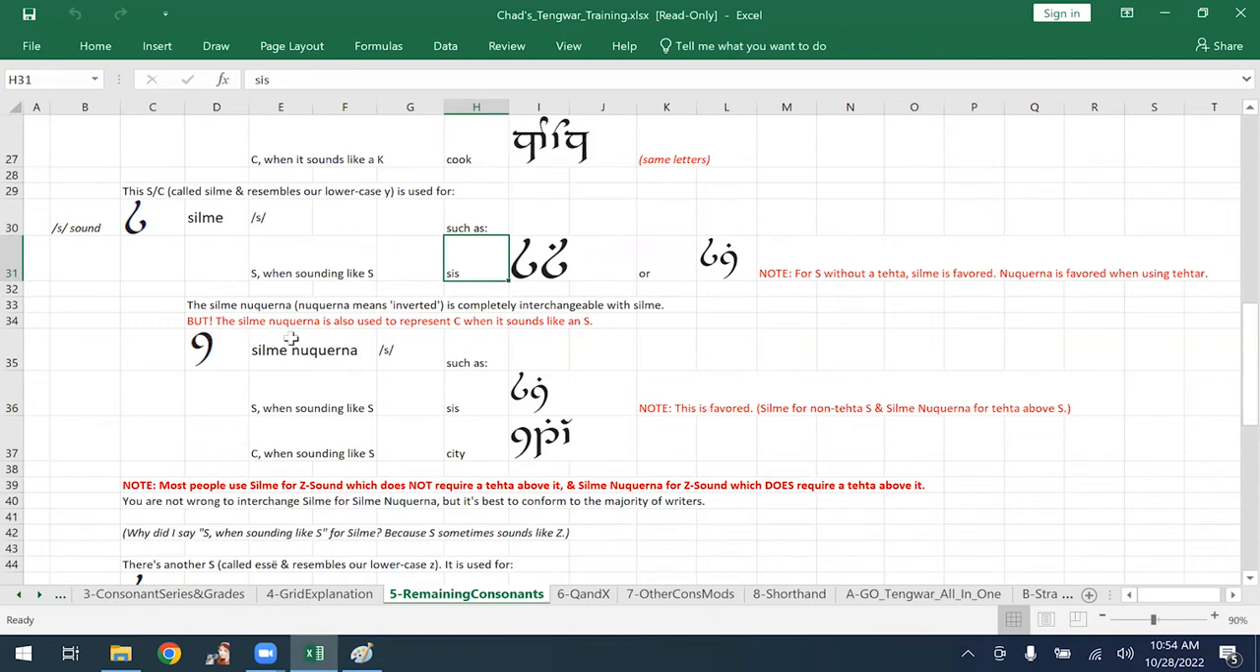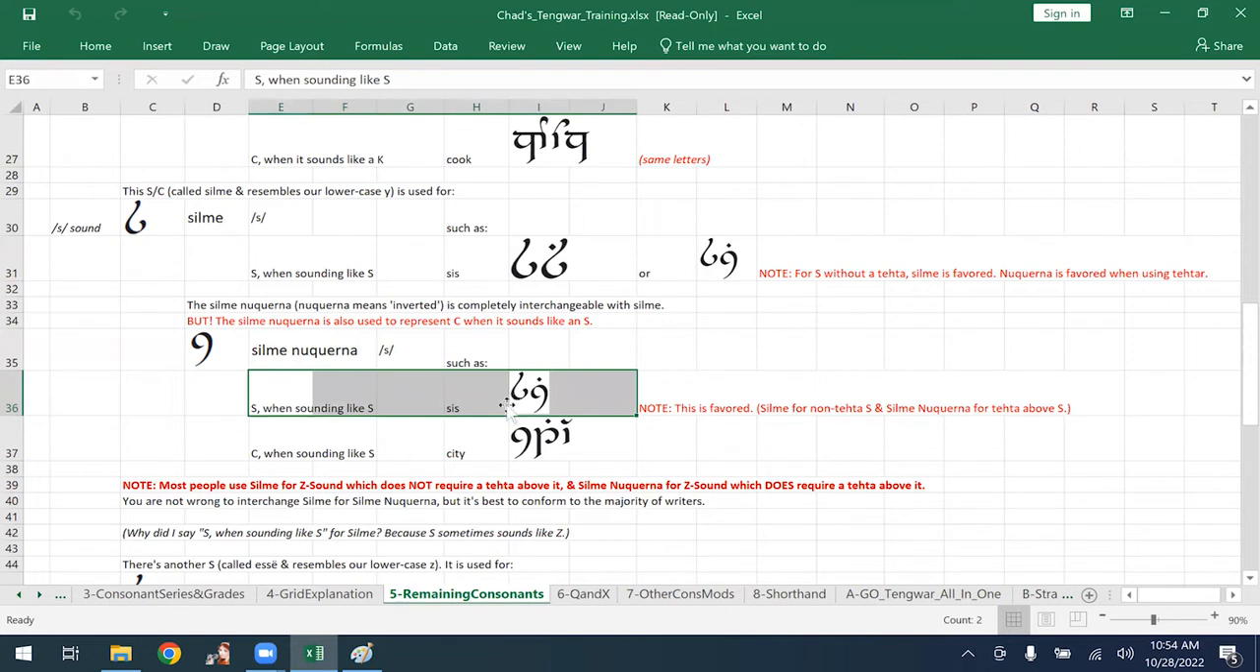And most of the time people do that so they can make room to put a Tehtar over it. So normally you'll see us do the silme when we're going to do an S that does not have to have a Tehtar over it. And you'll see us invert it to a silme nuquerna when there's an S that needs a vowel above it. So that's the silme nuquerna. Right here I'm writing S-I-S. Now, when C sounds like an S, remember earlier I said there is no C. So up here you use K when it sounds like a K. Right here you use a silme nuquerna when it sounds like an S.